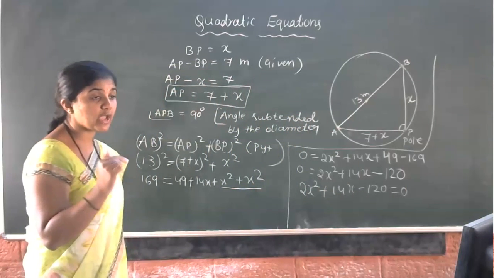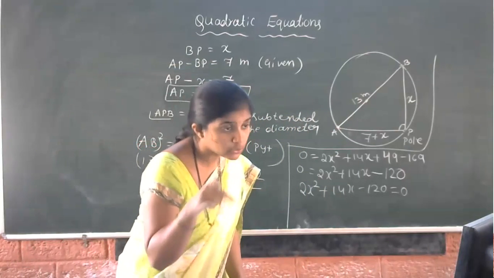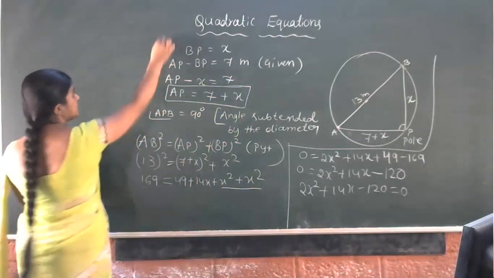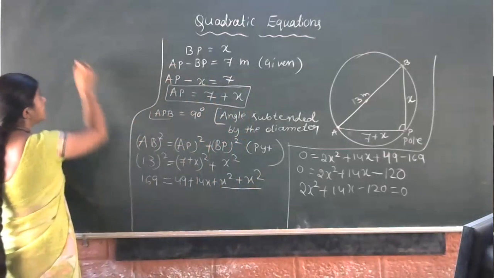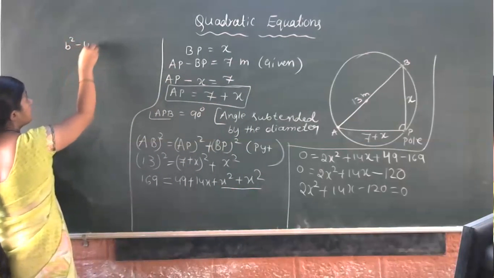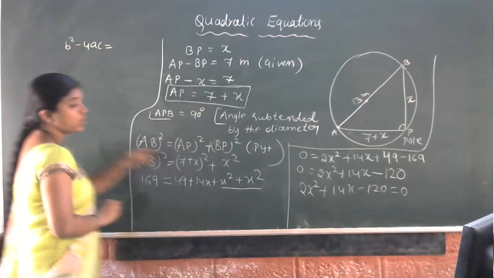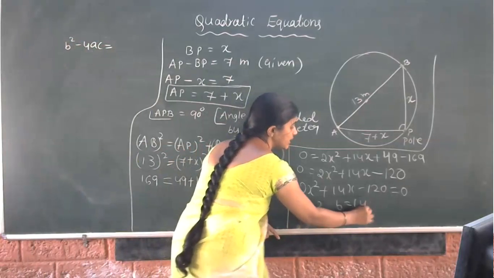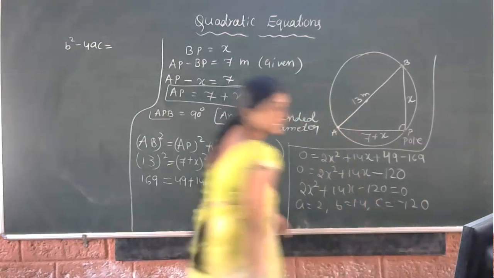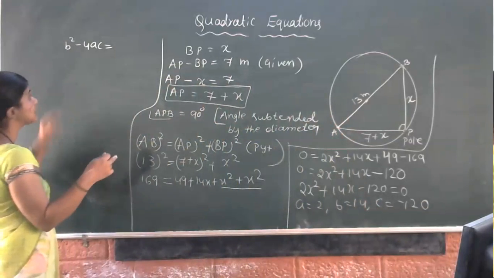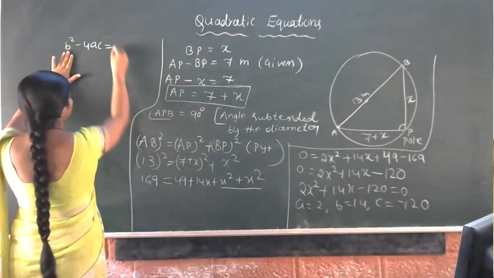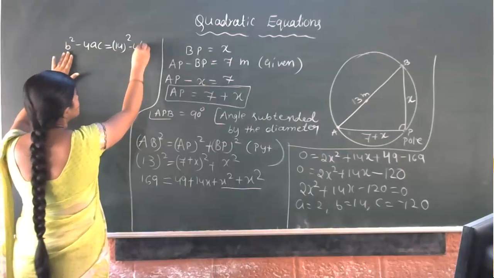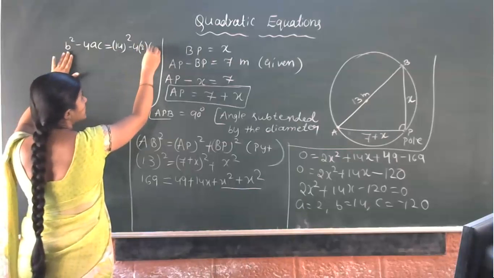Now we have to check. They are asking, is it possible to do so? Now we have to see the nature of the roots. For the nature of the roots, we have to see the discriminant, b square minus 4ac. What is the value of a here? A value is 2, b value is 14, c is minus 120. Now we have to substitute these in the discriminant: 14 square minus 4 into 2 into minus 120.